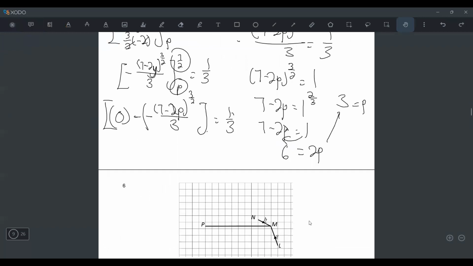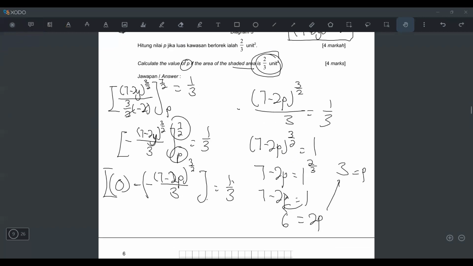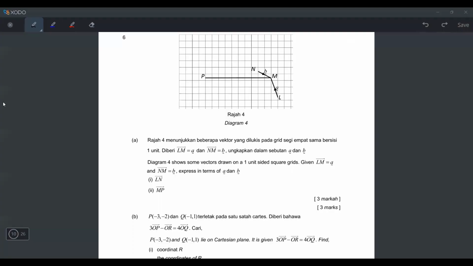So number 5, the answer is 3. Let me just check quickly because I don't want to write the wrong answer here. 5 is 3. Yep, correct.